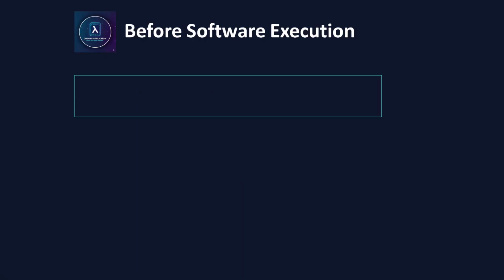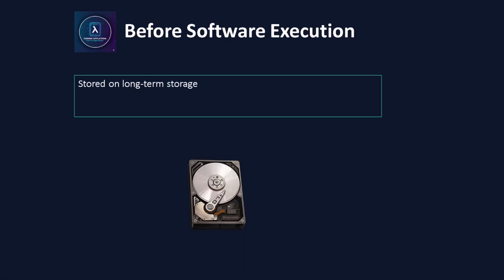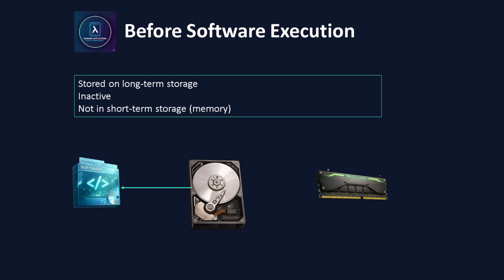Before execution begins, a program lives in long-term storage, your disk. It is stored as structured instructions, but it is inactive. It is not in working memory. It is not being read by the processor. It is simply sitting there. This is important. Software at rest has no behavior. It only exists as stored structure. Behavior requires movement into working memory. Until that happens, nothing is happening.